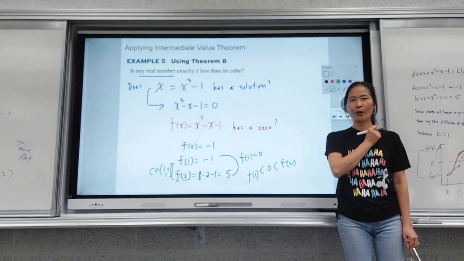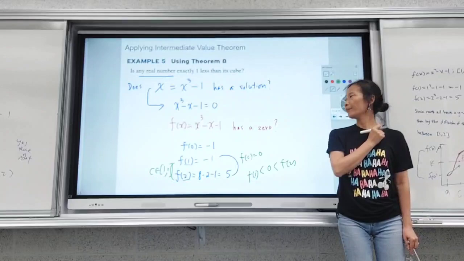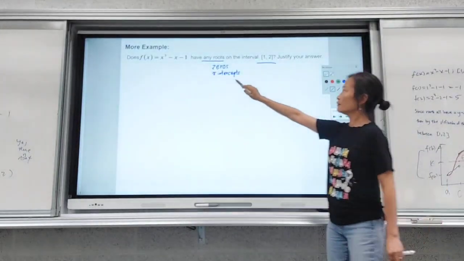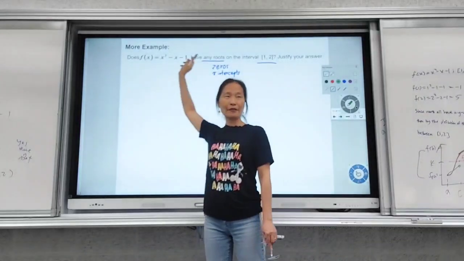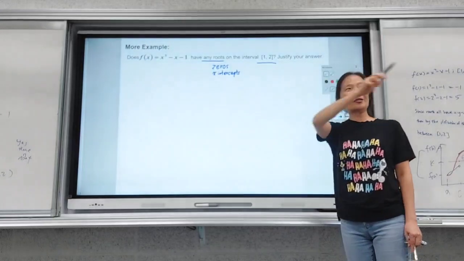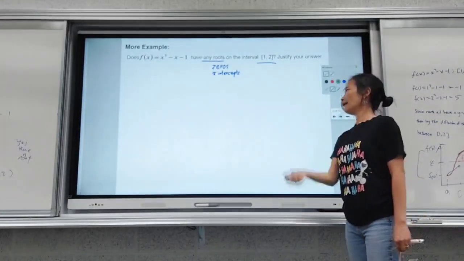Intermediate value here. And this is exactly what you just did. Does this have a 0 in this interval? See that? That's what you just did.